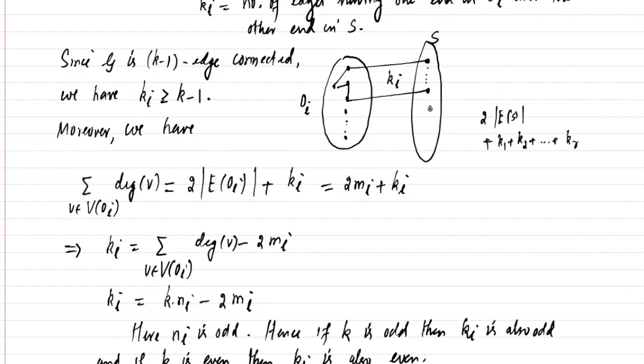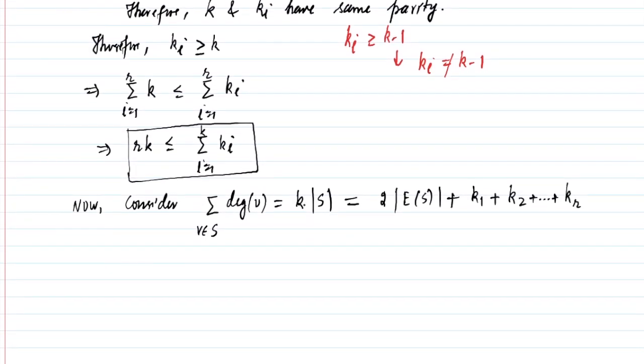But then there can be some edges that start from a vertex of S towards some vertex of G, but that vertex need not be in any Oi. So therefore this number will be greater than or equal to k times the order of S. Here we must have greater than or equal to, because there may be some more edges from S to some vertex of G, but that vertex need not be in Oi and need not be in S as well.